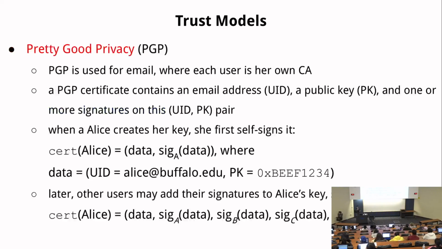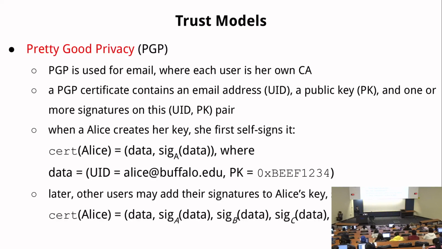Another very interesting model is used for email. It's not really used in the email we are using. For example, if you are using Gmail or UB Outlook, they are not using PGP. But PGP is something more like point-to-point. PGP is designed for email.